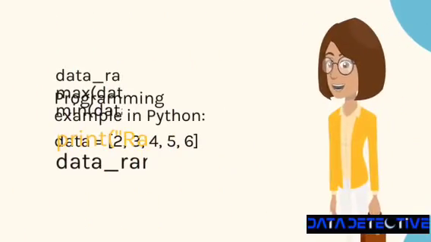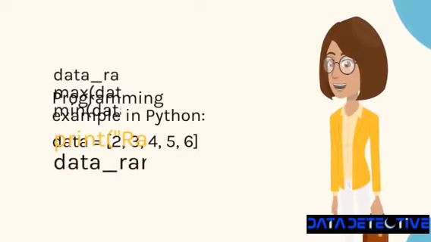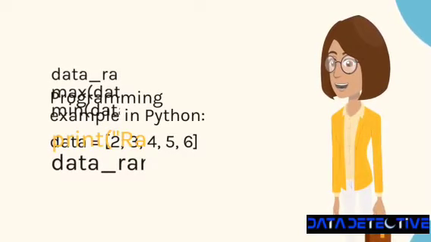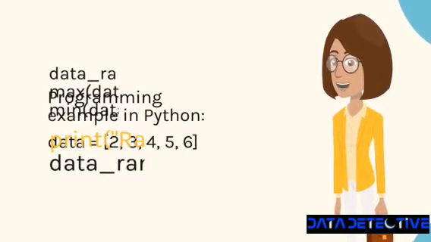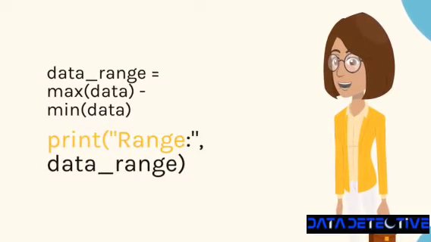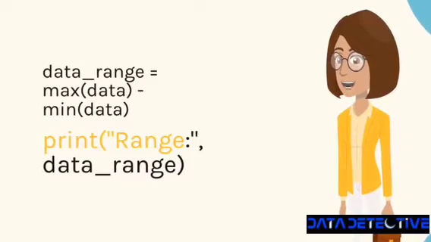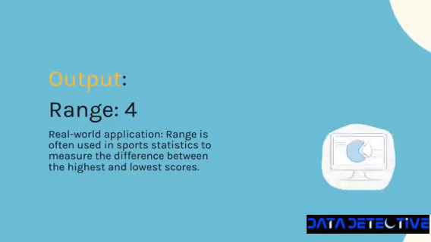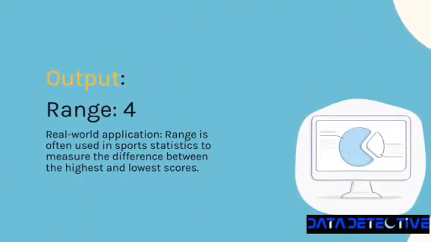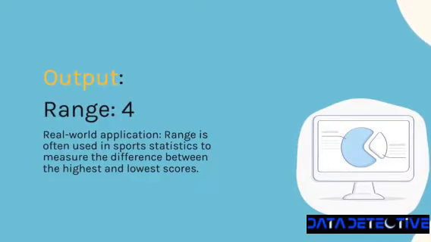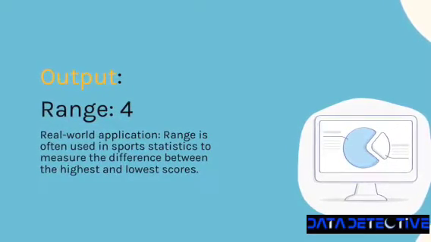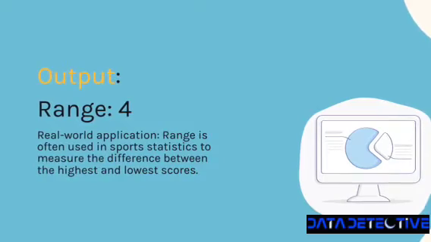Programming example in Python. data = [2, 3, 4, 5, 6]. data_range = max(data) - min(data). print("Range:", data_range). Output: Range 4. Real-world application: Range is often used in sports statistics to measure the difference between the highest and lowest scores.